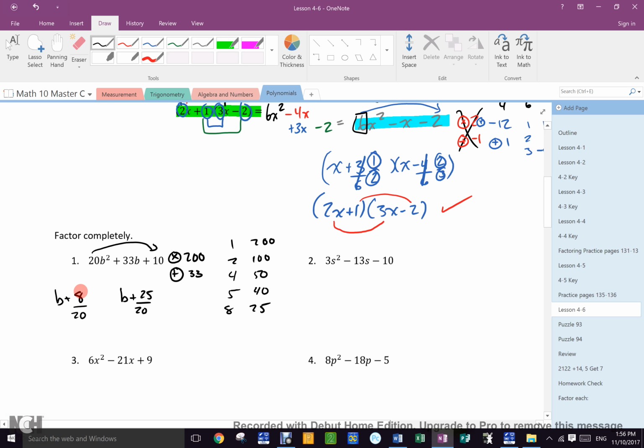What's that? It's 2 over 5. 2/5. What's that? 5 over 4. 5/4. Where does the 5 go? Out in front. 5b plus 2. Where does the 4 go? Out in front. 4b plus 5. Do I have time to check? Yes, I do. What's 5b times 4b? 20b squared. What's 2 times 5? 10. Am I right? Yep.